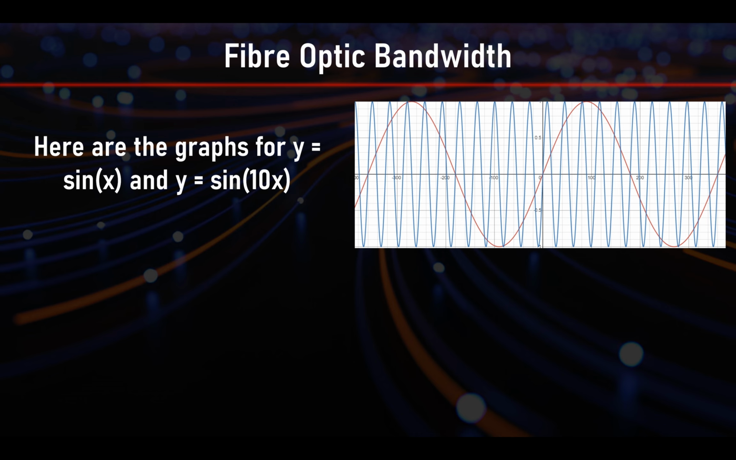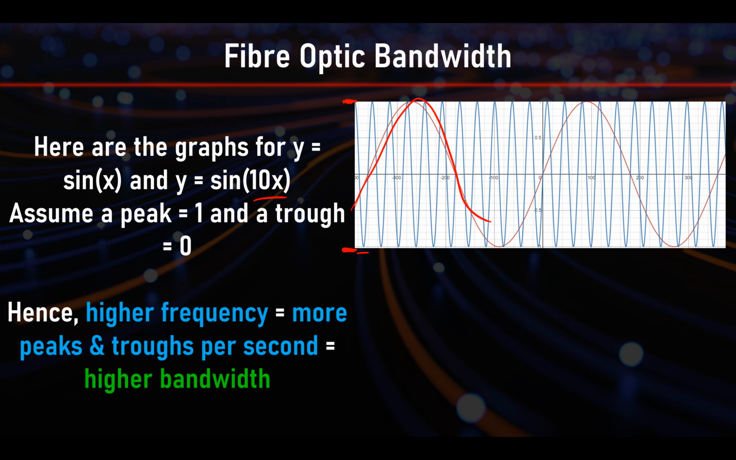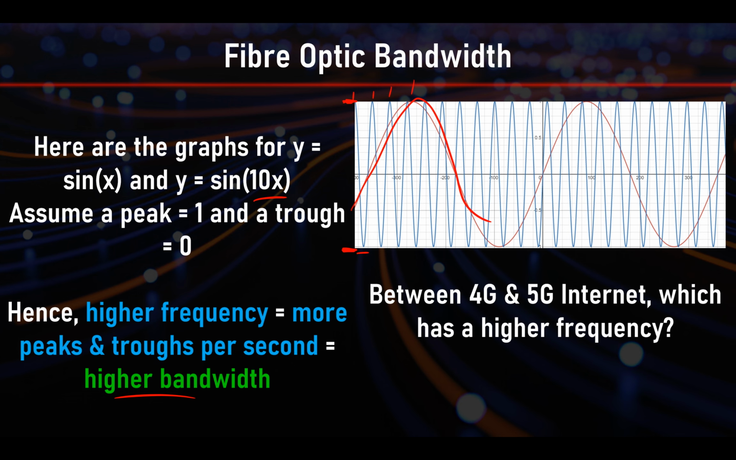Right, so here are the graphs for y equals sine x and y equals sine 10x. Of course, sine 10x is going to be this blue one, and sine x is obviously this red one. Hopefully you can see, if we assume that a peak is 1 and a trough is 0, where a peak is the top part and a trough is the bottom part, hence we can say a high frequency equals more peaks and troughs per second. Therefore higher bandwidth, since there are just going to be a lot more ones and zeros per second effectively, just a lot more data transfer per second.